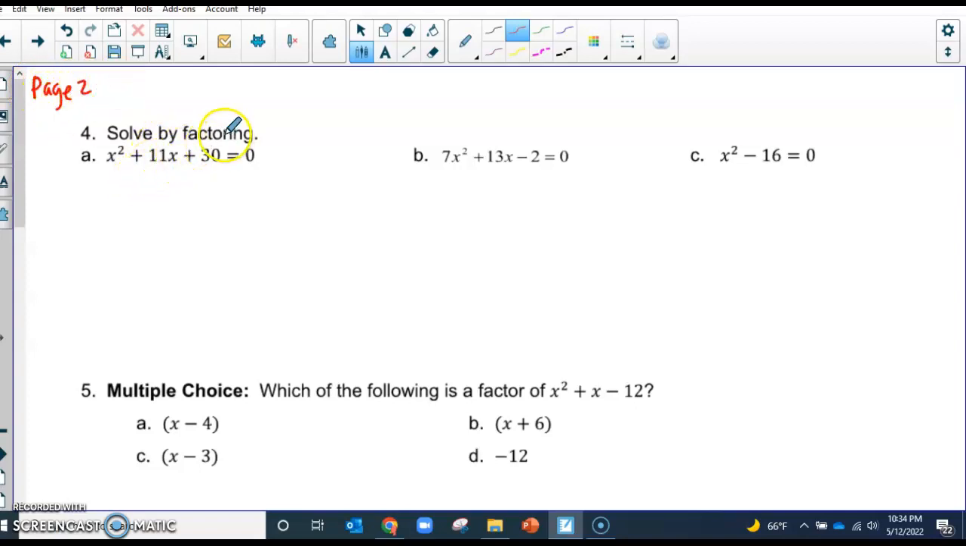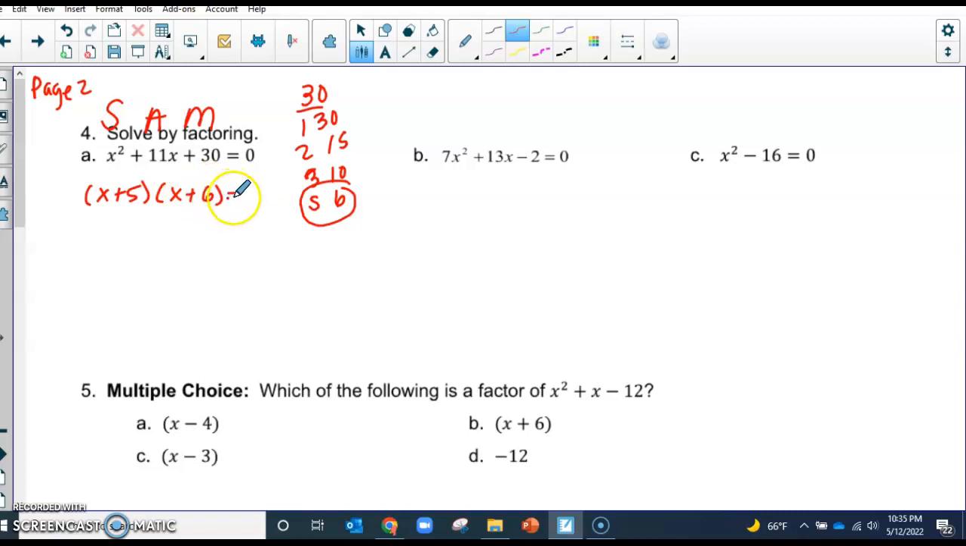Alright, for these guys, we are still factoring. Notice these are equal to 0. For A, I am going to do my SAM factoring. I need to know what multiplies to 30 that adds to 11. I've got 3 and 10, and then 5 and 6. 5 and 6 add to 11. Everything's plus, so I know right away that these are both going to be plus.